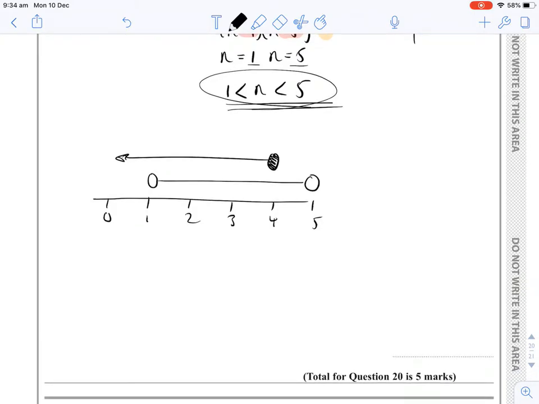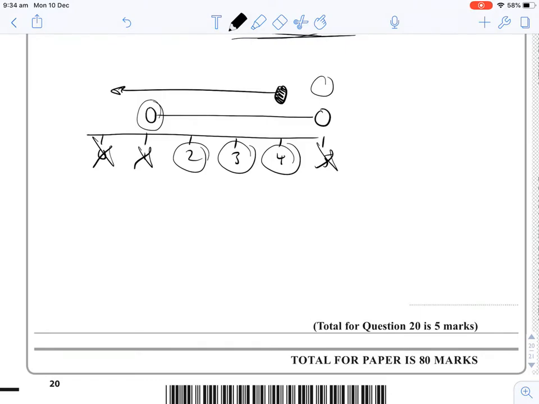So if we look for the values that will work, well, 0 will not work because it's outside of my second one. 1 will not work because I can't have it equal here. 2 will work, 3 will work, 4 will work, 5 will not work because it's outside of this value here. So my possible values are 2, 3, and 4.